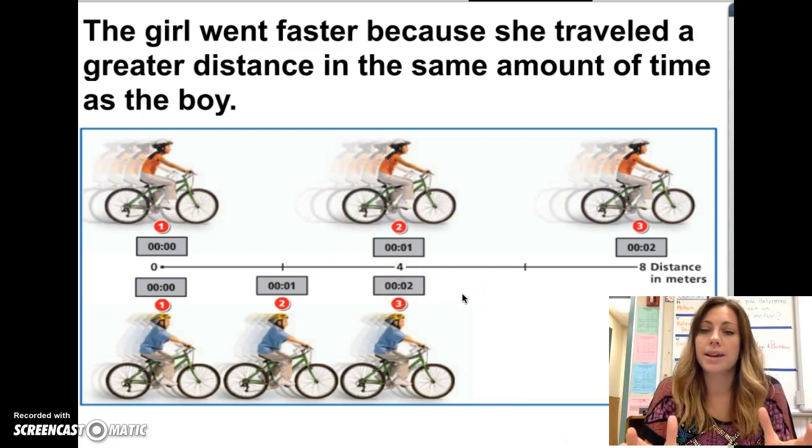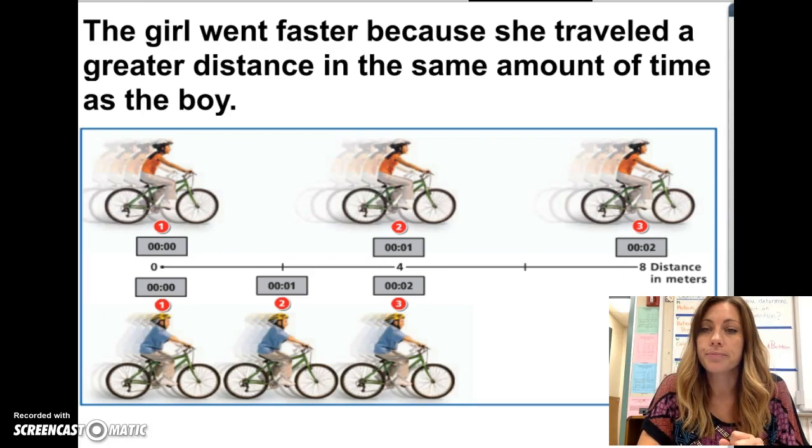So here's how we can measure speed. We measure speed in terms of distance and time. The girl went faster because she covered more distance in the same amount of time as the boy. So let's get to some of your notes.